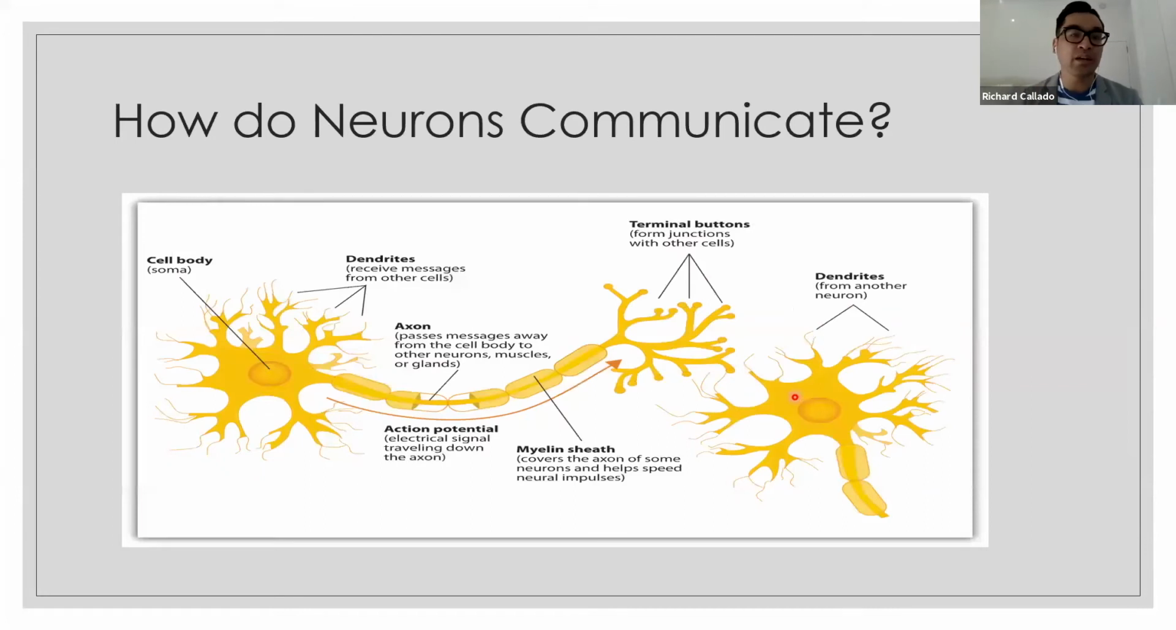Okay, how do neurons communicate? Pretty much it starts from the cell body of the first neuron, so we'll call it the presynaptic neuron, right? The dendrites are where the receiving of the neurotransmitter from the other neuron happens. It goes down, action potential, which is actually an electrical current. It goes to the terminal junction, and that's where the magic happens. Terminal junction is where the neurotransmitters work, right?